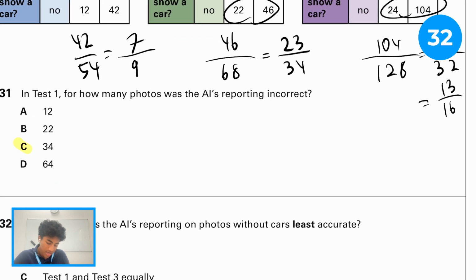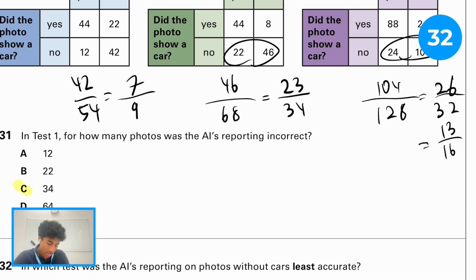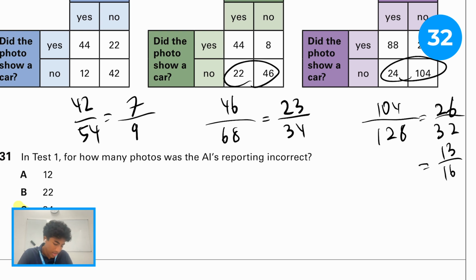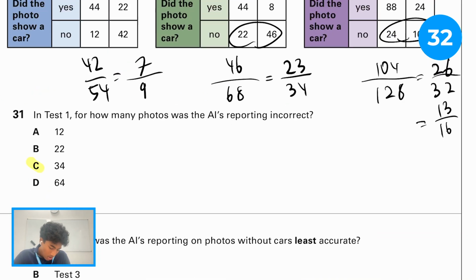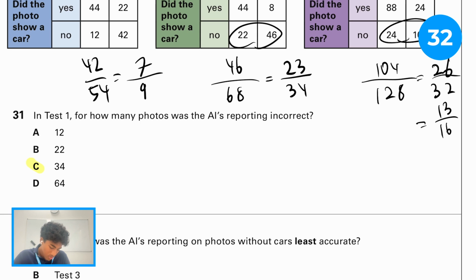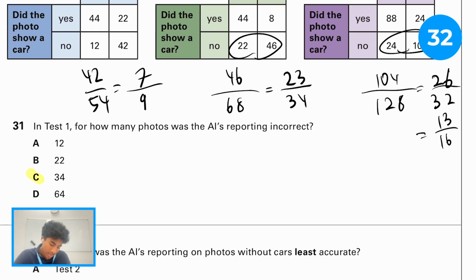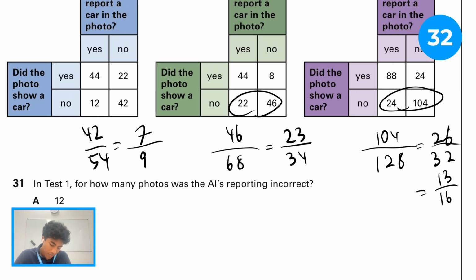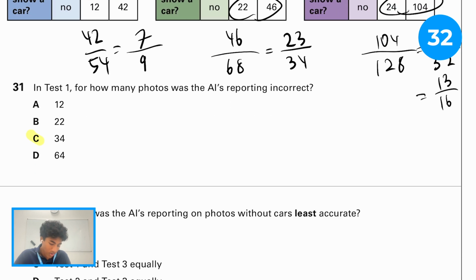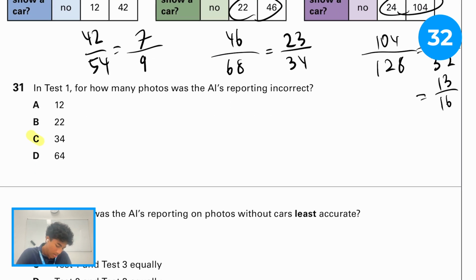That means the least accurate, we have to see which is the lowest amount, right? Alright, let's look at our options. Test 1 and test 3 are equally as accurate. 7 over 9 does not equal 13 over 16. They're not equivalent fractions, right? That means C is wrong.